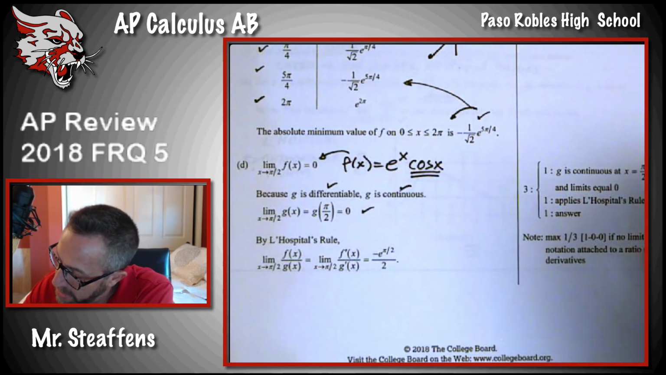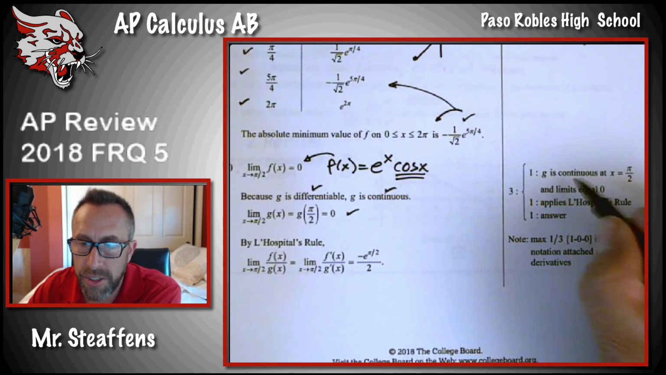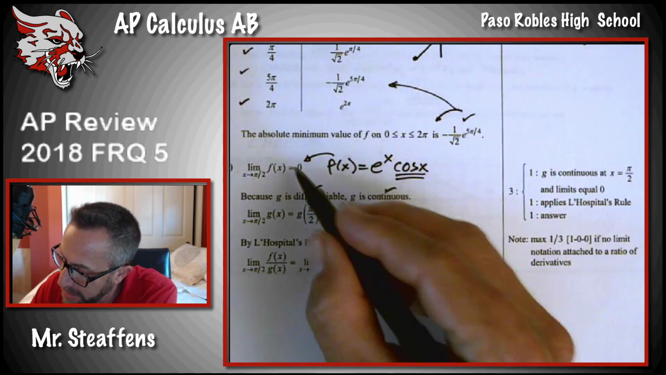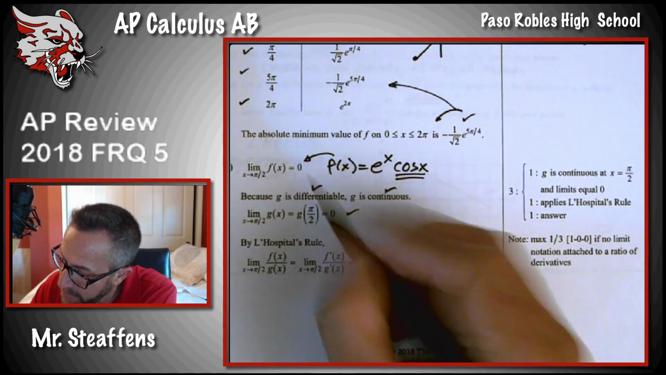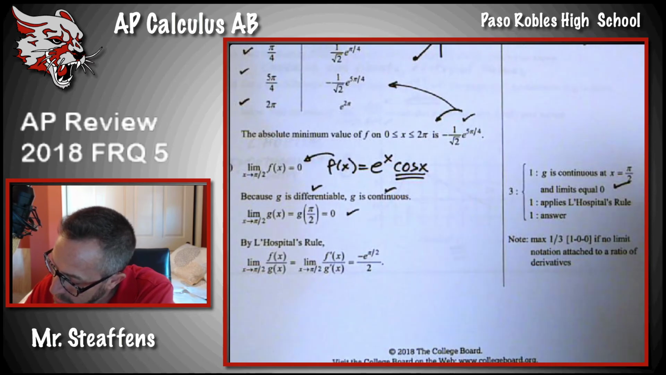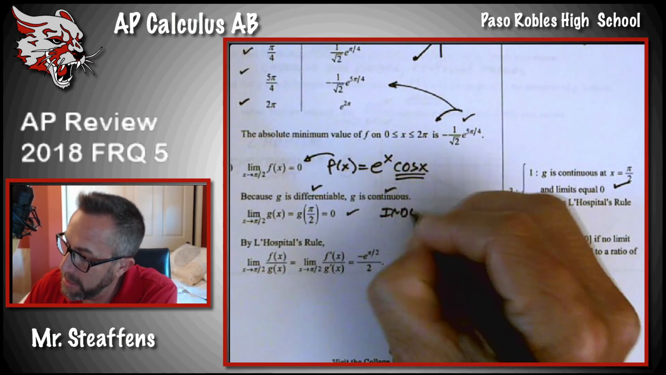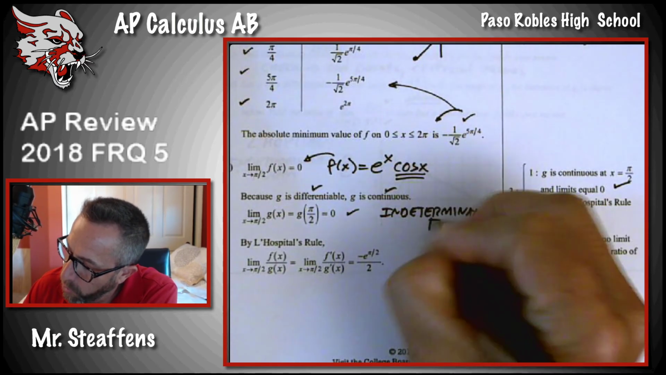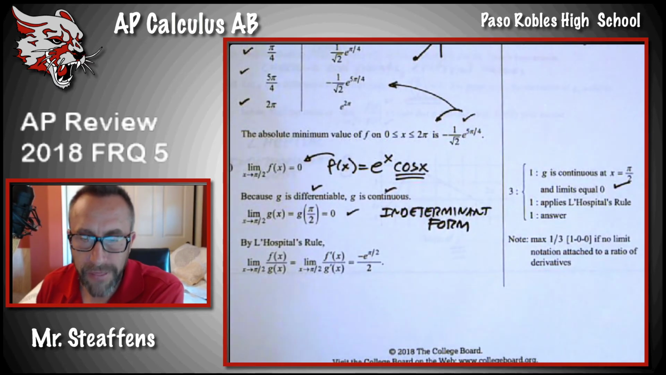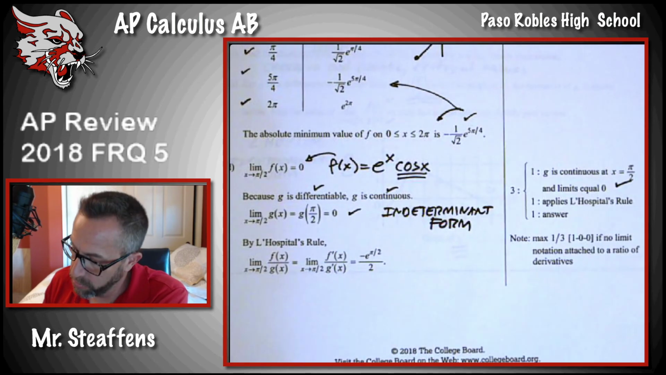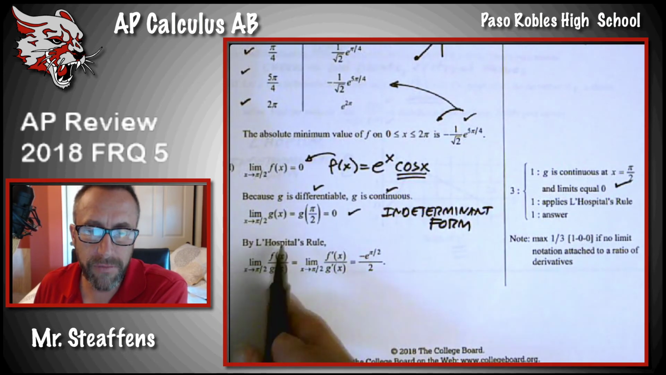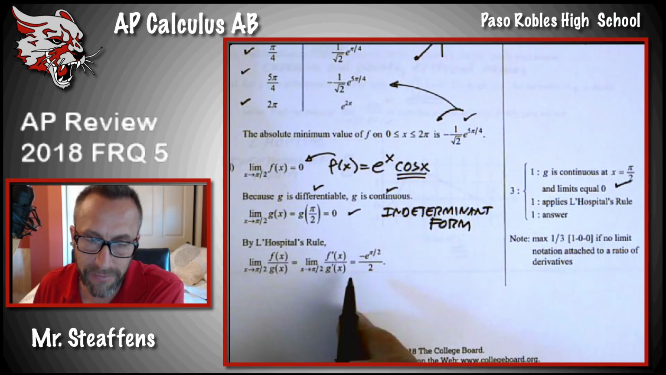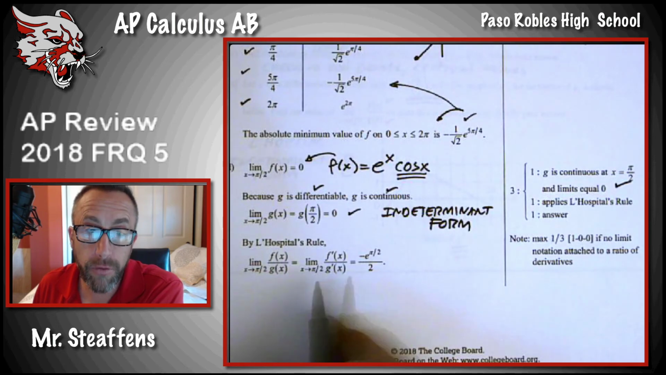So you'll see over here it says I need to state that g is continuous. I don't know why that's being specific, but that's what they want. And both of these limits, as these go to pi over 2, both of these limits are 0, because that's what gives me indeterminate form. Therefore, I can now use L'Hopital's rule. So the limit of this function over that function will give me the same answer as the limit of the derivative of this function over the derivative of that function at pi over 2.